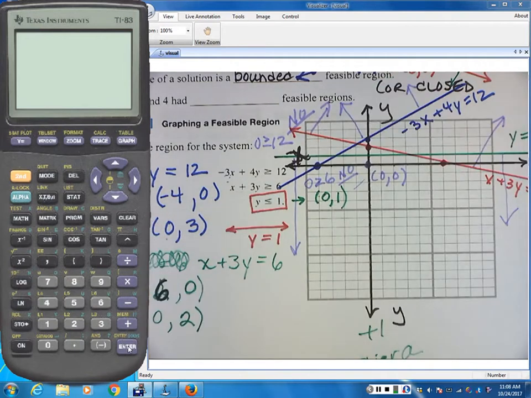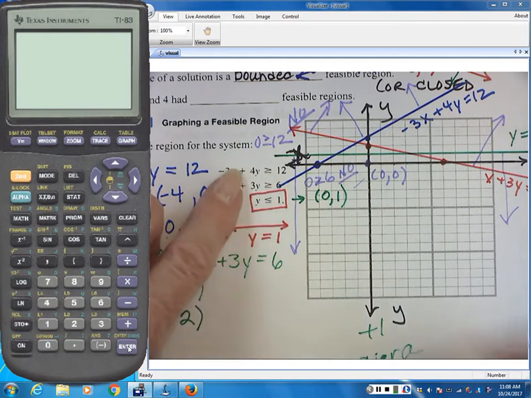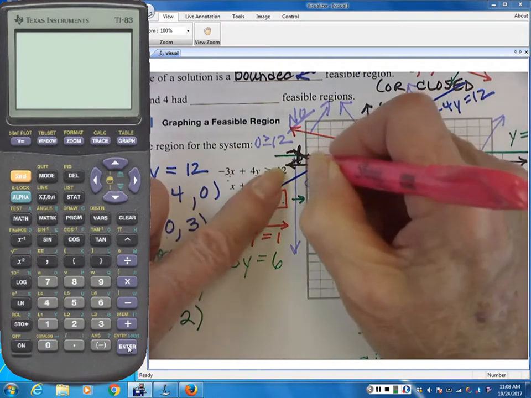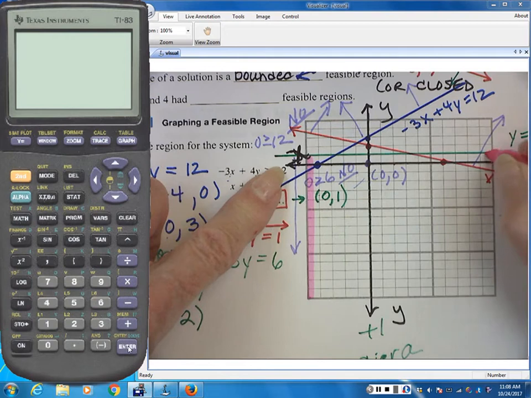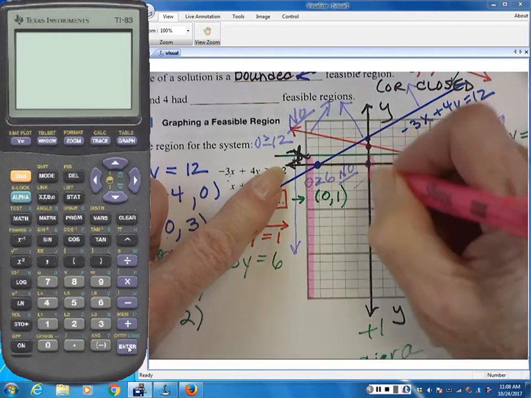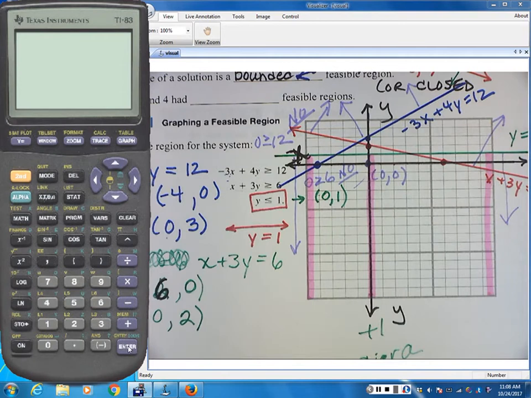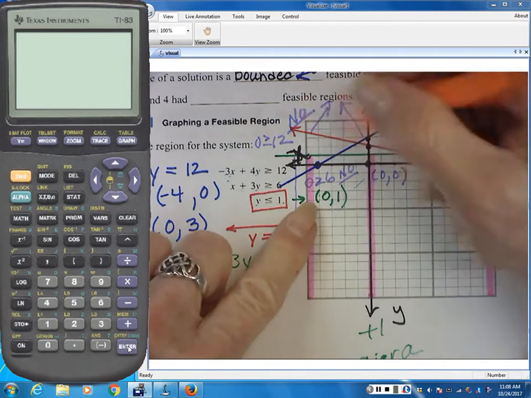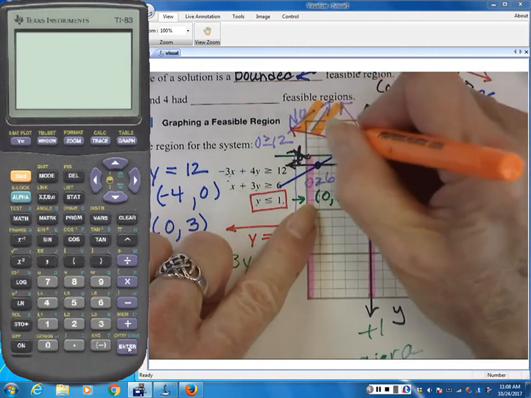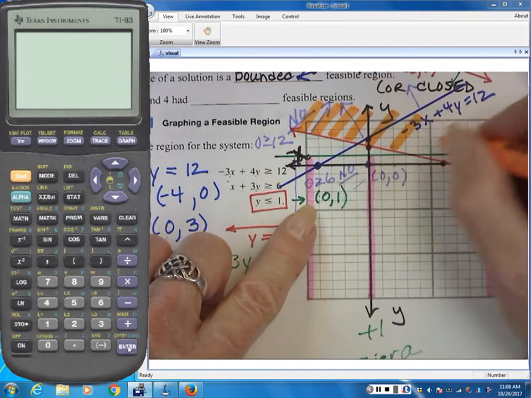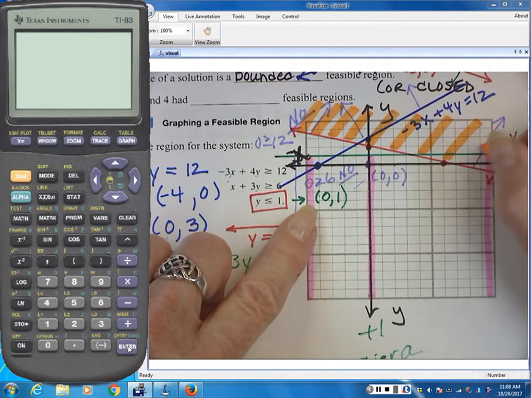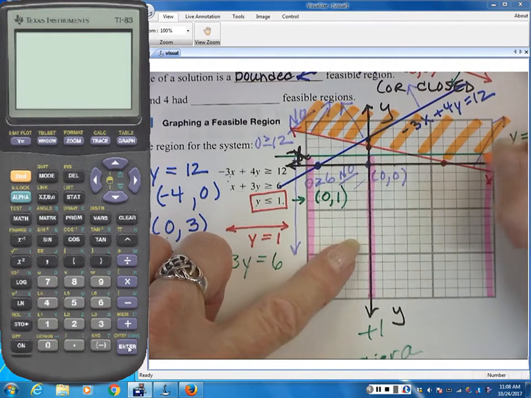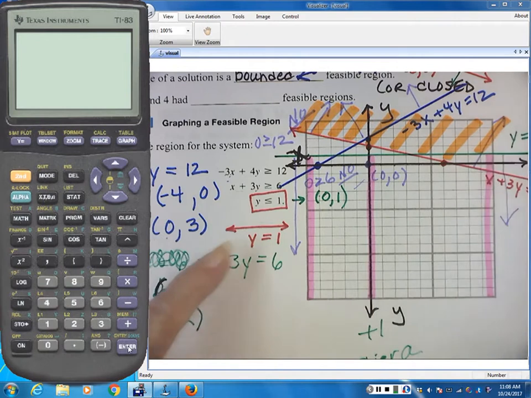So here's what I've got, and I'm actually going to use the shading this time because it's going to make it a little more obvious that there's not an answer to this one. I'm going to go below the green line. But I'm going to go above the blue line. I'm sorry, I'm going to go above the red line and the blue line.